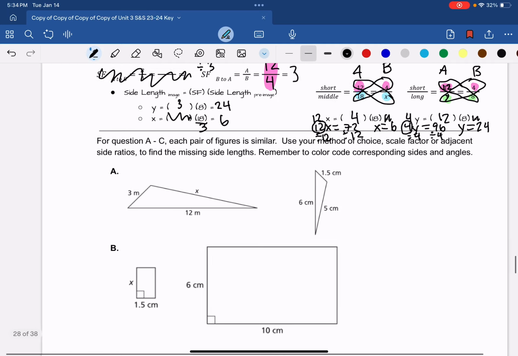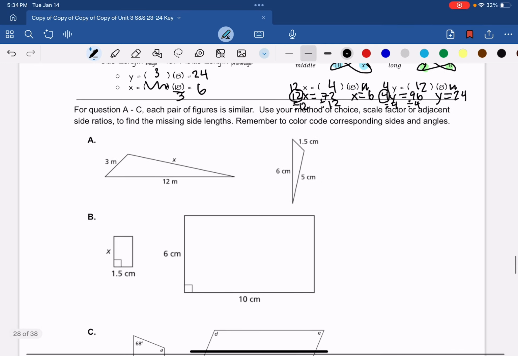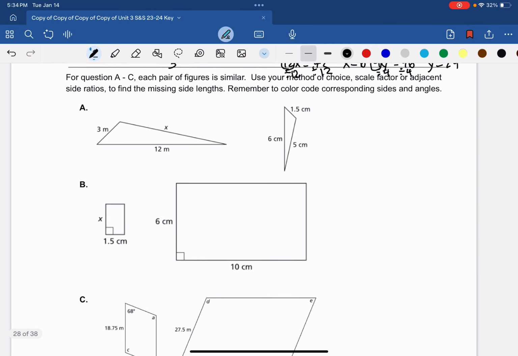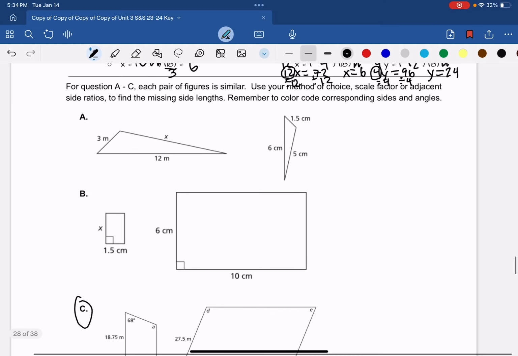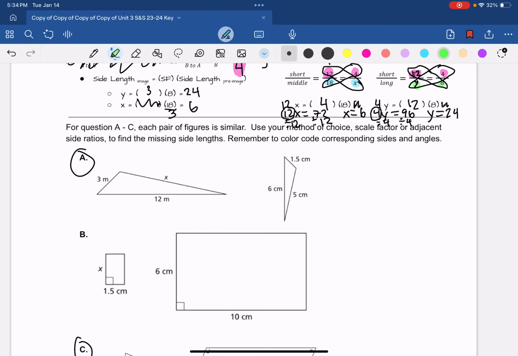All right. Let's see. I'm just going to do 2 problems from here. Yeah, 2 problems from here. Let's do A and C. First step, let's highlight. Let's see, the shortest side, let's make that pink. That biggest side, let's make that green. And that middle side, let's make that blue.